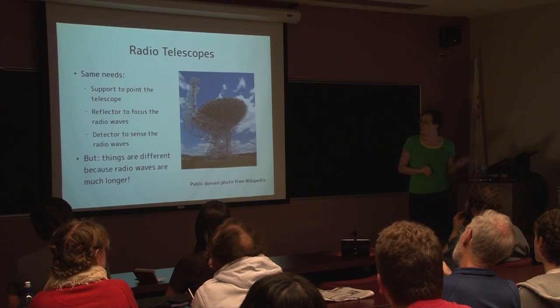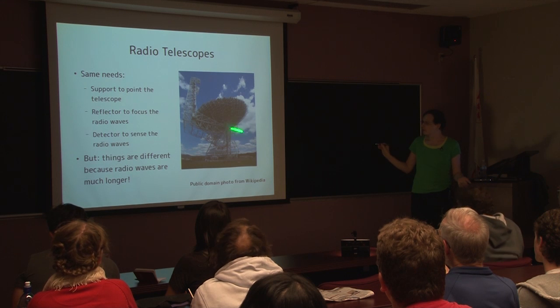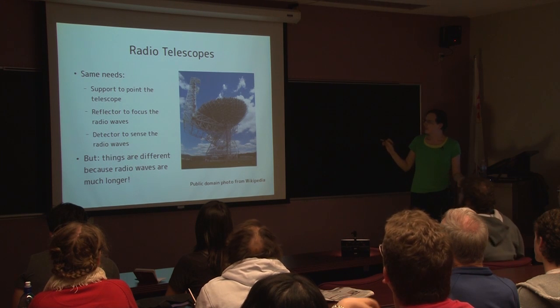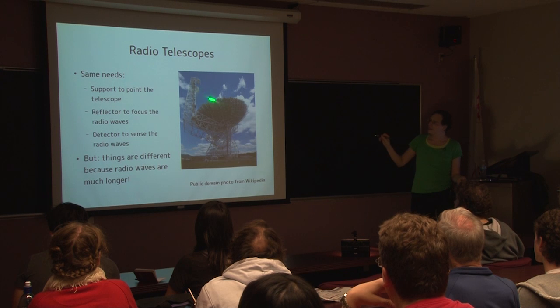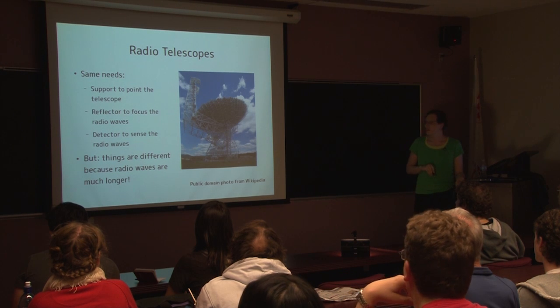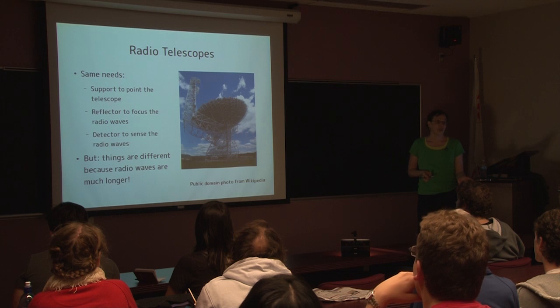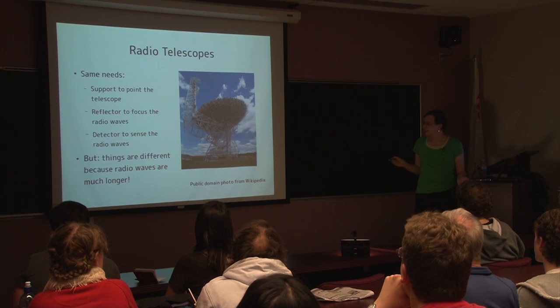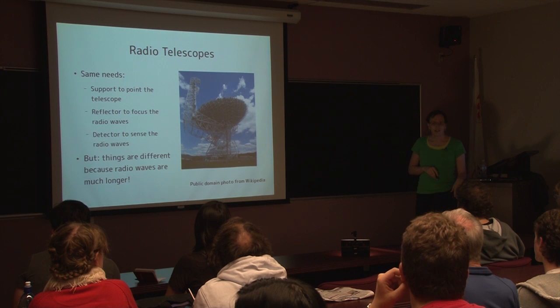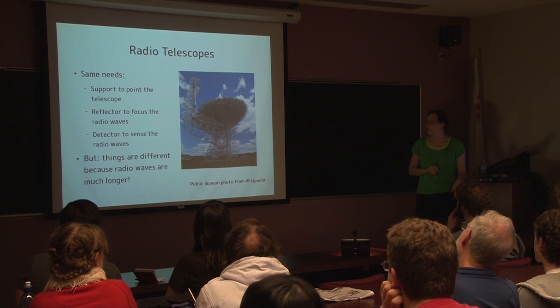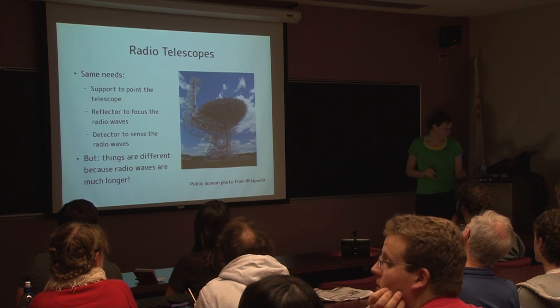A radio telescope needs the same things. You need support to point the telescope. You need a reflector to focus the radio waves. And you need a detector to sense the radio waves. But things are a little different for a radio telescope because the radio waves are much longer. And things get quite different when we get longer waves.